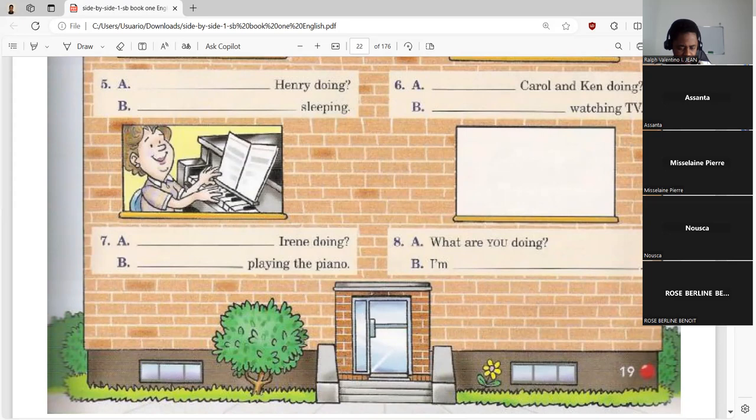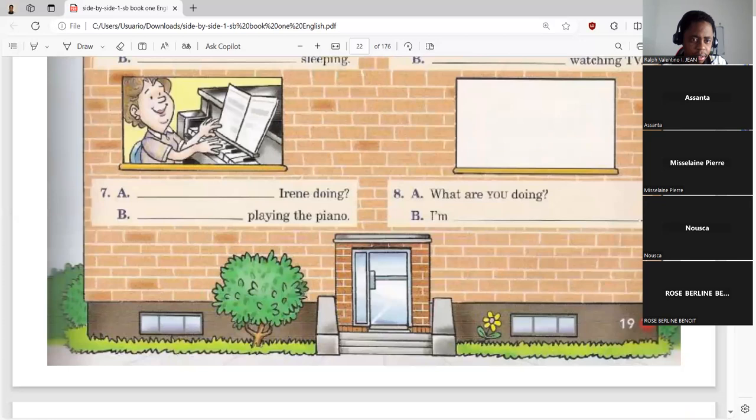What are you doing? I am. Non, tu dois juste donner une réponse en ce qui a trait avec ce que tu fais qu'on y a là. Il va forcément être une activité qui est dans l'image là. I'm cooking. Non, c'est il va soit fait. I am studying English, okay? Which means I am learning. Très bien. Très simple. Très bien.